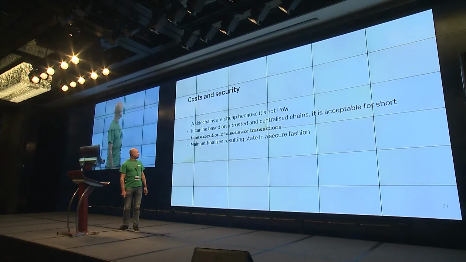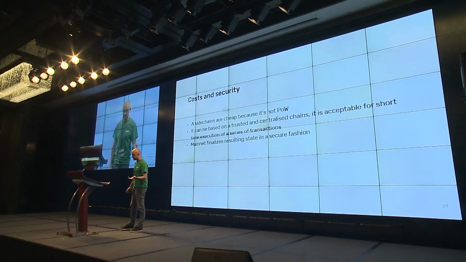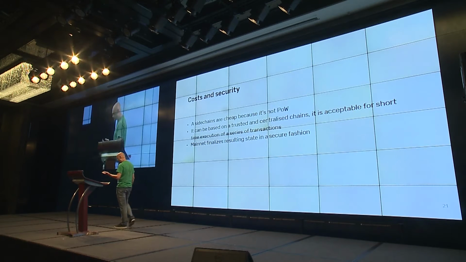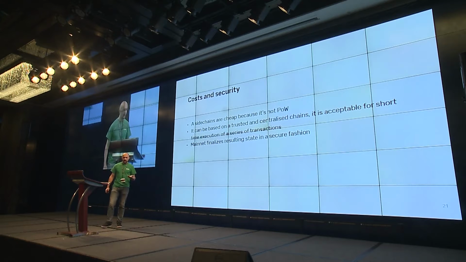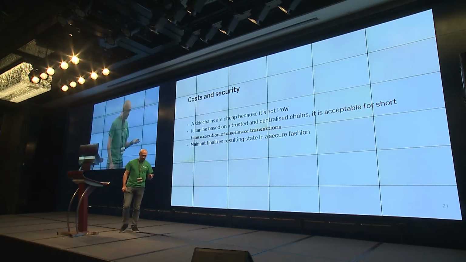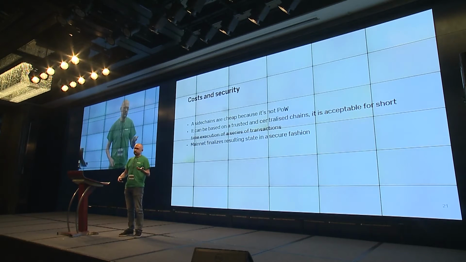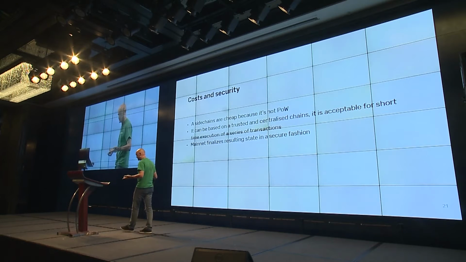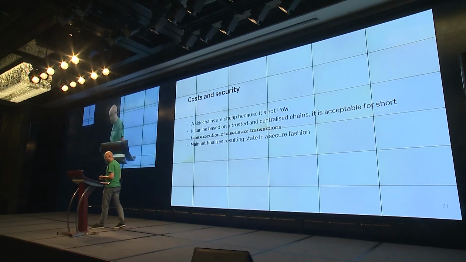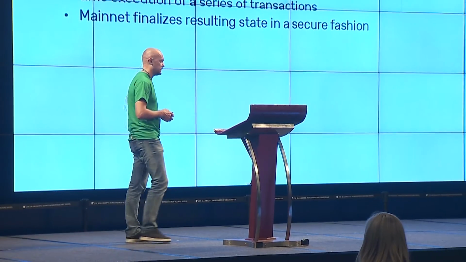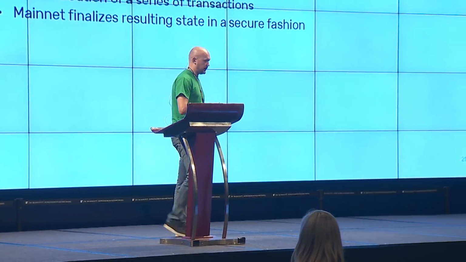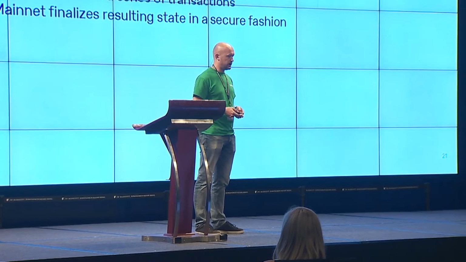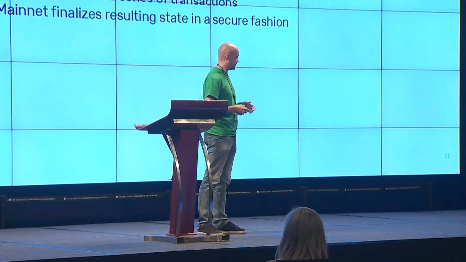So we think that a sidechain is still secure, but less expensive because it's not proof of work, and it can be more or less centralized, like for your service. You can make it centralized, because you don't really care about results after the moment when it's secured in the mainnet. And mainnet is something to finalize your state.